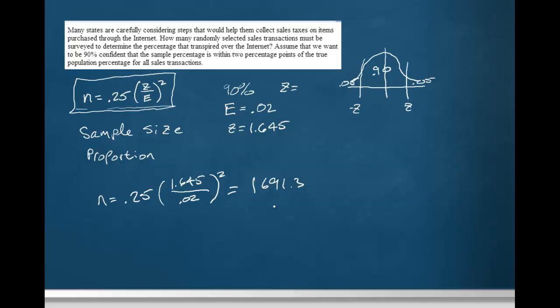But the thing about this is that anytime we do a calculation for a sample size, we always round up. We do that so that we don't compromise our confidence level or our precision. So this N should be 1692.